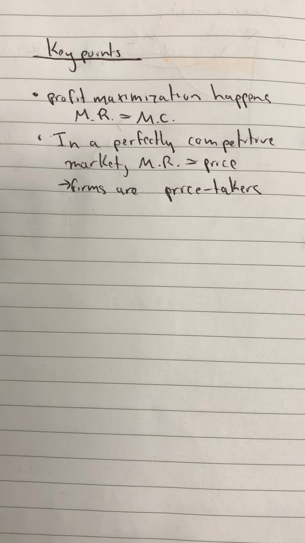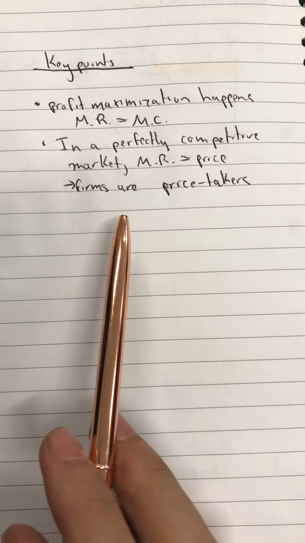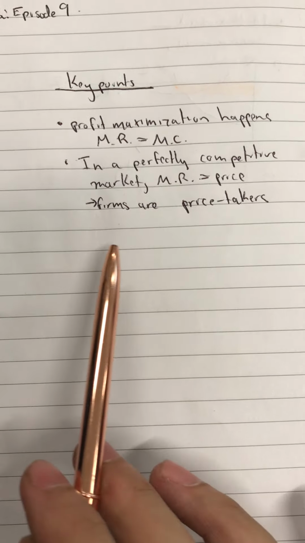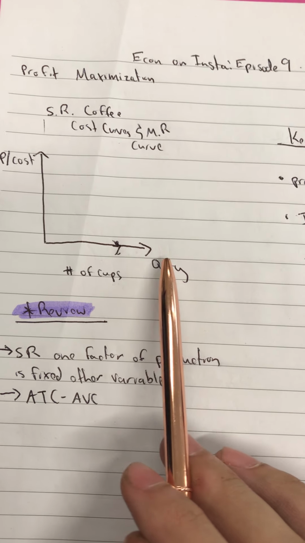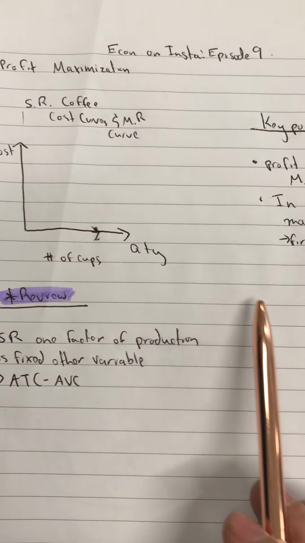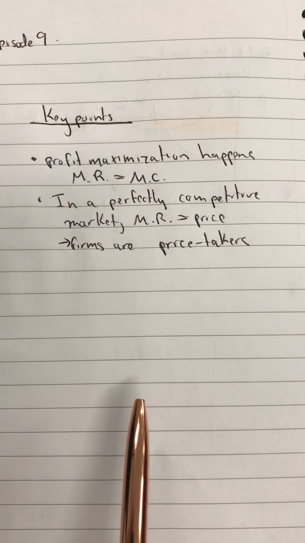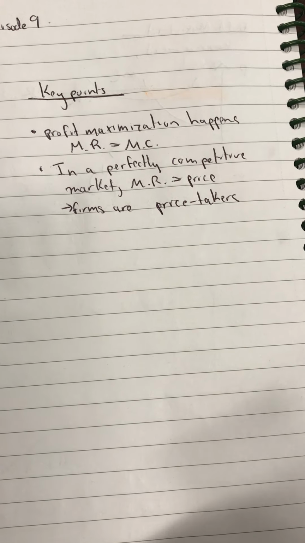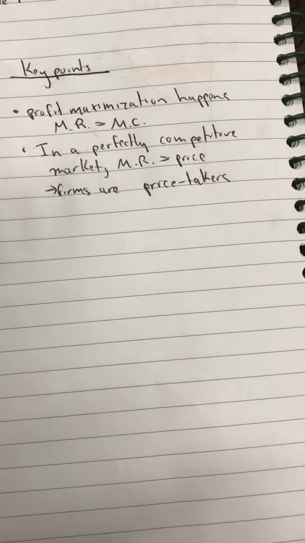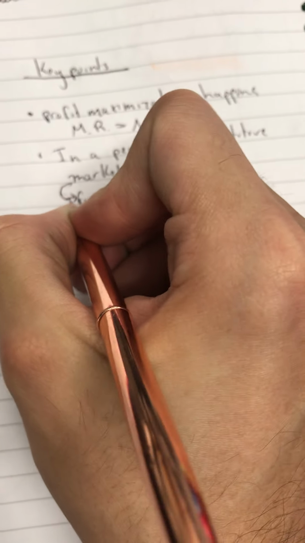So some key points. If you leave this video with anything, you need to leave it with these key points. Now I'm just going to explain these key points using the cost curves and the marginal revenue curve. Profit maximization happens when marginal revenue equals marginal cost. In a perfectly competitive market, marginal revenue is going to be the price. And this is kind of a caveat of this point right here.